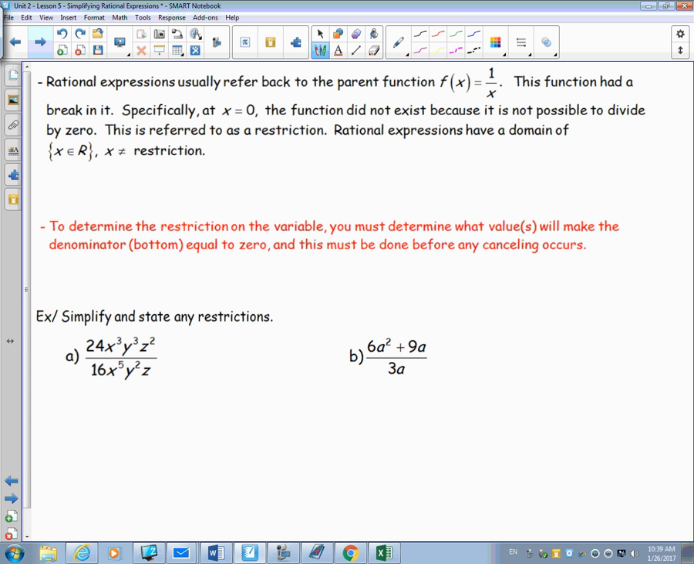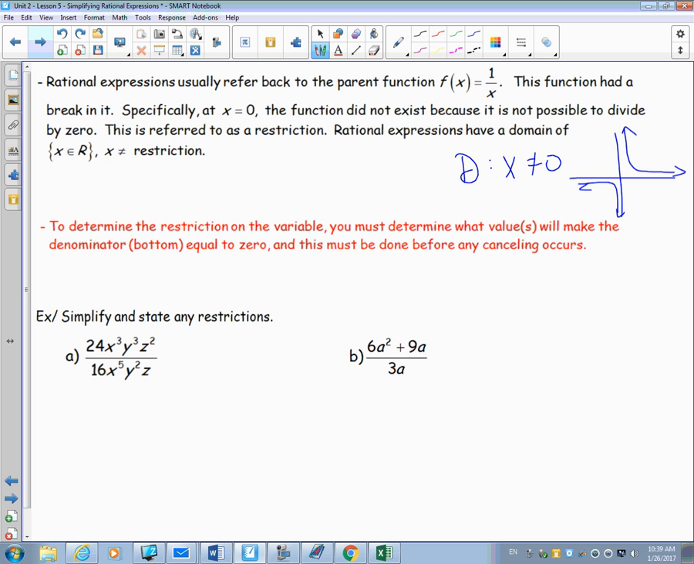Okay, here's the last big idea. We're just going to do some examples. Rational expressions always refer back to that parent function, usually 1 over x. You might recall this function had a break in it. When we drew it, it was a weird one, right? It looked like this and looked like this. We said our domain was all real numbers except 0. And that's the big idea, because at 0, this function doesn't actually exist.